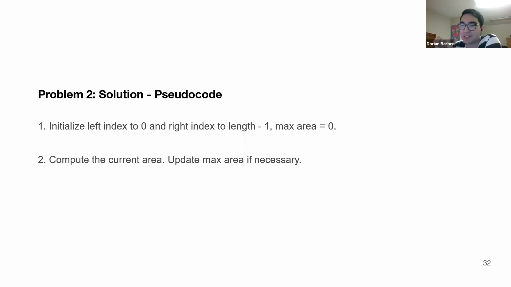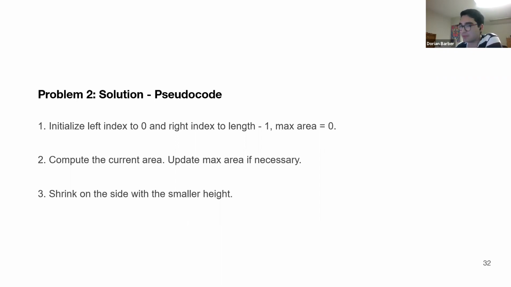And then after we've done that, we need to move on. So what we'll do is we'll shrink the window on the side with a smaller height, right? And this is exactly what Ayush was saying pretty much, right? We get rid of the limiting factor. There's no guarantee that our solution will get better, but there's a chance it could get better. Whereas if we shrunk the bar with a taller height, there's no way our solution could get better, right? So that's the kind of choice that we're making.